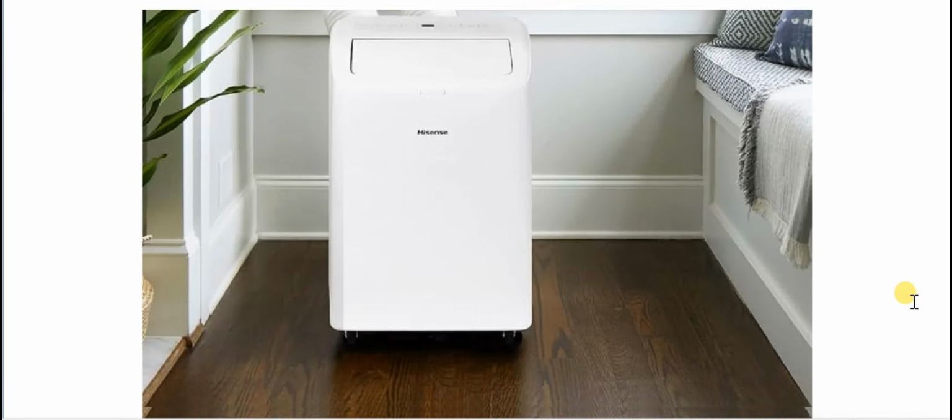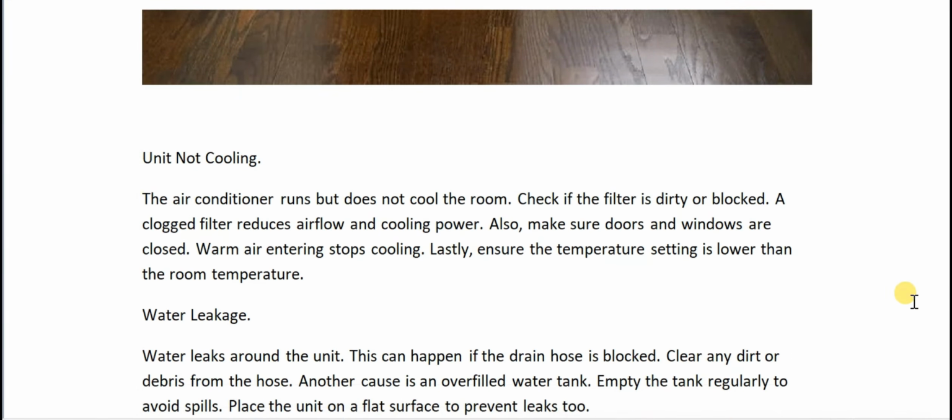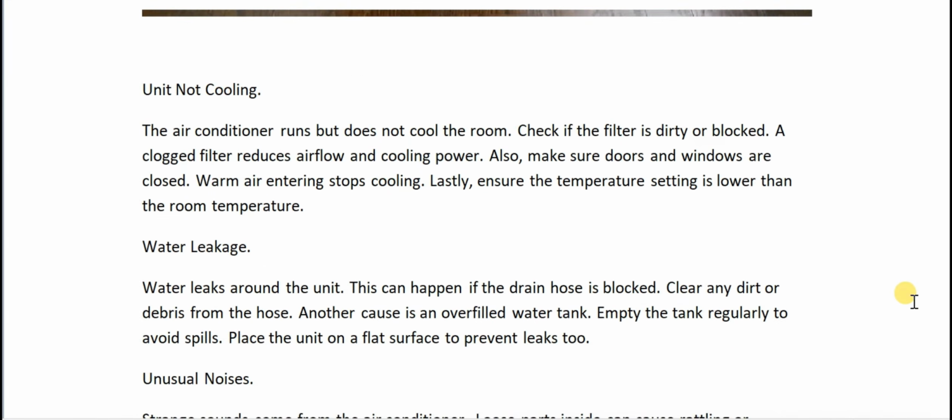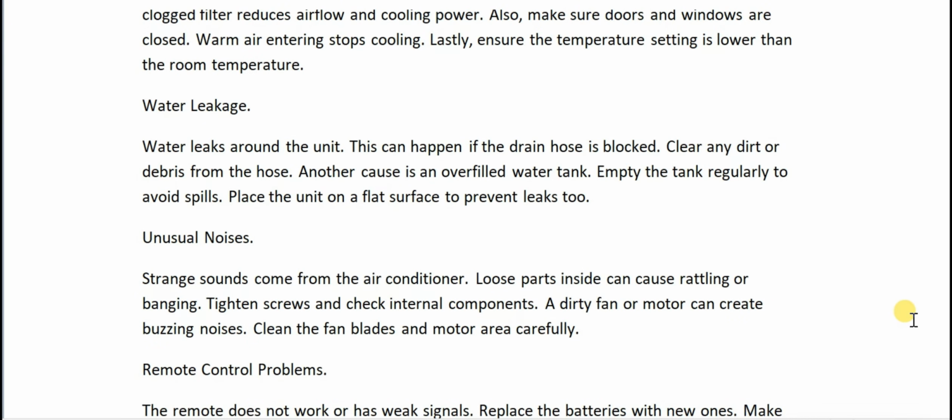Unit not cooling. The air conditioner runs but does not cool the room. Check if the filter is dirty or blocked. A clogged filter reduces airflow and cooling power. Also, make sure doors and windows are closed. Warm air entering stops cooling. Lastly, ensure the temperature setting is lower than the room temperature.